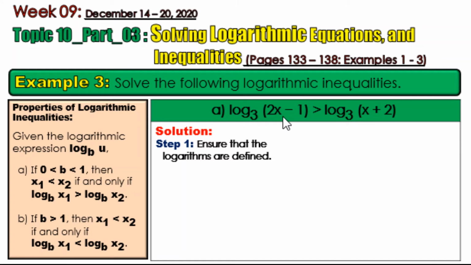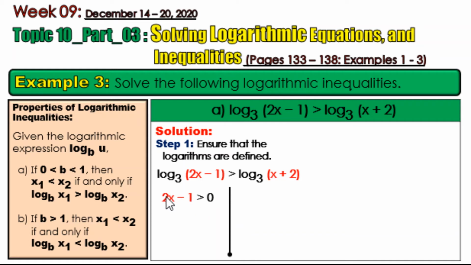So what does it mean? Since these two, 2x minus 1 and x plus 2, are positive, they must be greater than 0. Let us solve for x. So 2x minus 1 is greater than 0, so that it will become positive, and x plus 2 is greater than 0 for this to be positive. So we will solve for x.